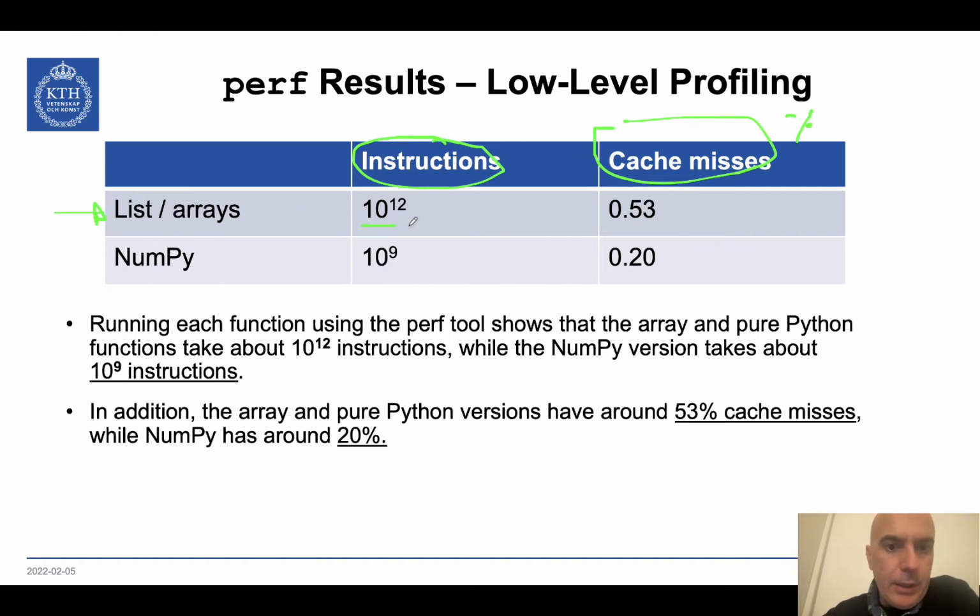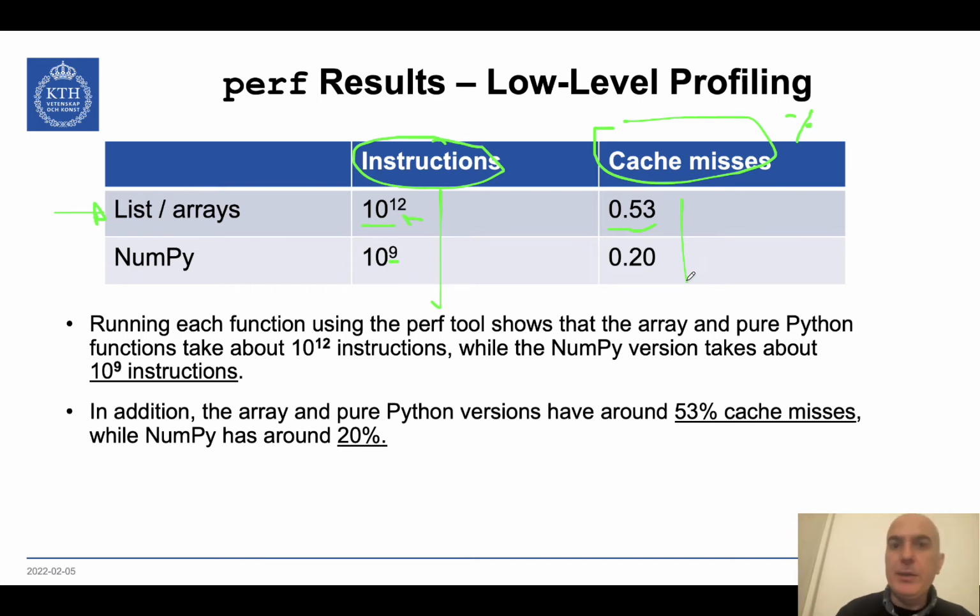So list has a much higher number of instructions and also a much higher cache miss rate, roughly 50%. When we use the NumPy version, we have a small number of instructions compared to the list. Basically, we have four orders of magnitude of difference when it comes to the number of instructions. And when we use NumPy, the cache misses decrease to 20%.